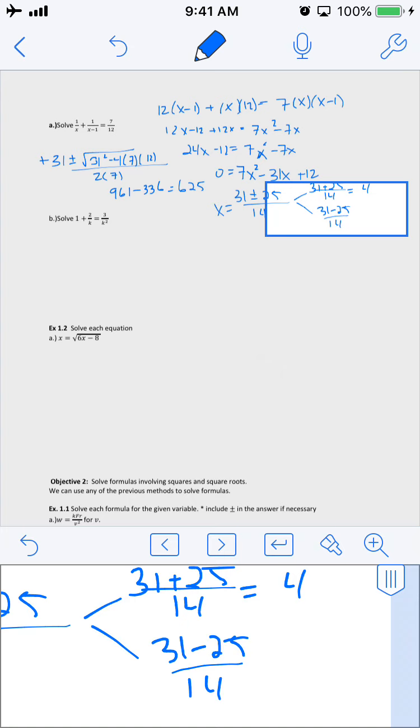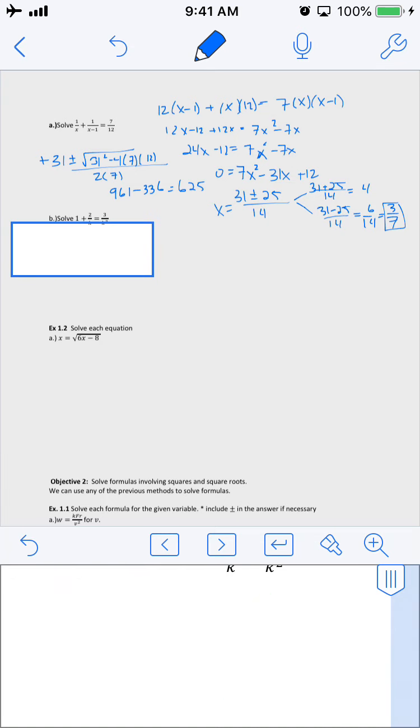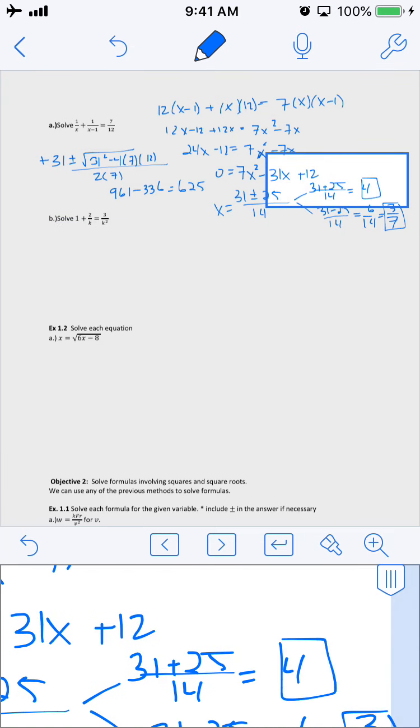Okay, what is happening? 31 minus 25. There we go. Divided by 14. So that's 6 over 14. They both have a 2, so 3 over 7. There we go, much better. All right, so we could have factored that, which bums me out that I couldn't. But just in case, we have our back pocket formula of the quadratic formula.